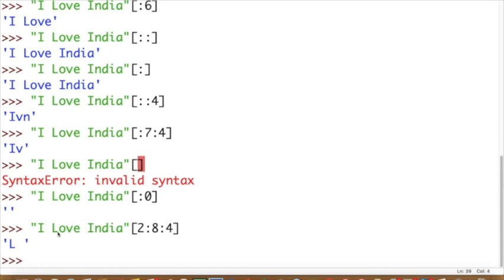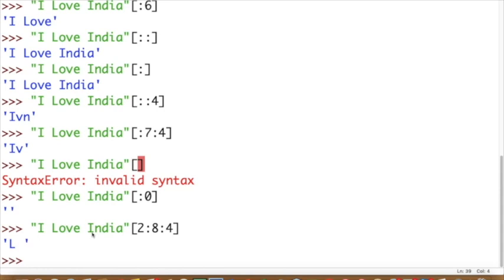So moving from L, we have 4 letters, 1, 2, 3, and 4, which is a space. Hence this space is being concatenated with L, right? So L has the next letter, a space. Now, since we have reached the end of our slicing index position 7, no more letters will be sliced out.